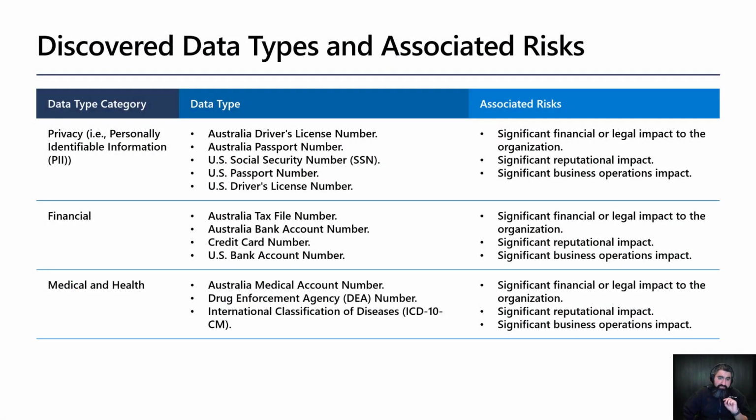As we noticed in the previous slide, when we had a sneak peek at the Content Explorer in our SBD tenant, we noticed lots of different information types exist in our tenant. For example, we have Australian driver license number, we have US passport numbers, etc., as you can see on the screen. So let's have a closer look at the types of data we discovered and the risks associated if it was leaked or compromised to reinforce their significance.